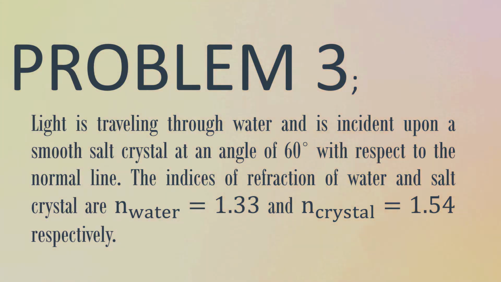Now let's have problem number 3. Light is traveling through water and is incident upon a smooth salt crystal at an angle of 60 degrees with respect to the normal line. The indices of refraction of water and salt crystal are n water equal to 1.33 and n crystal equal to 1.54, respectively.